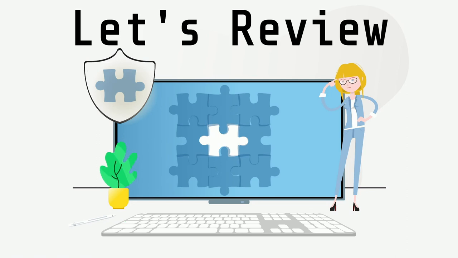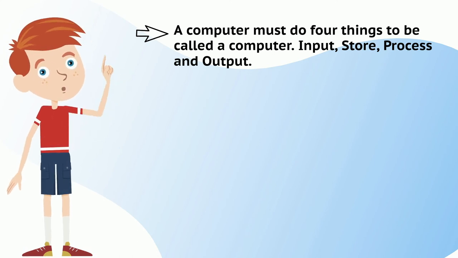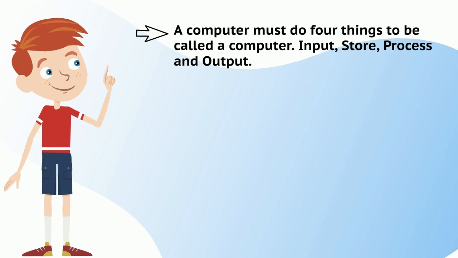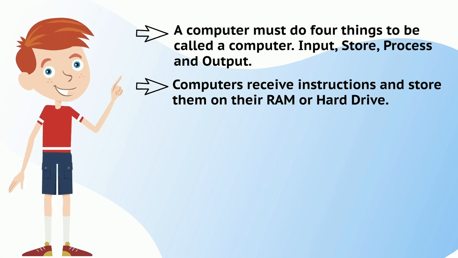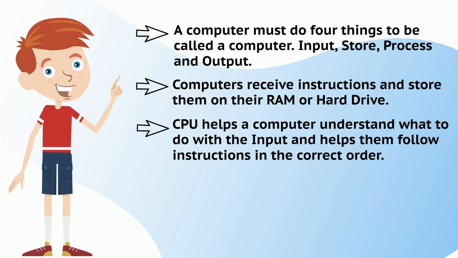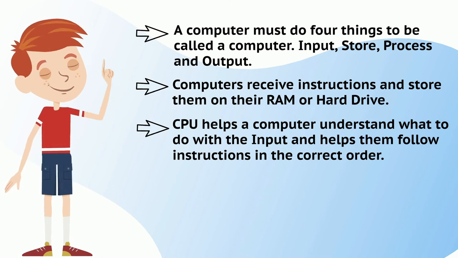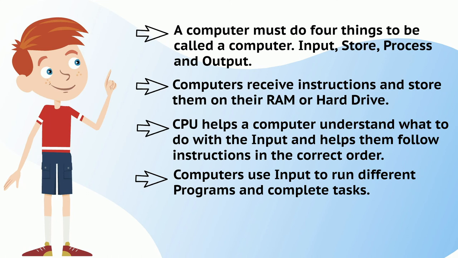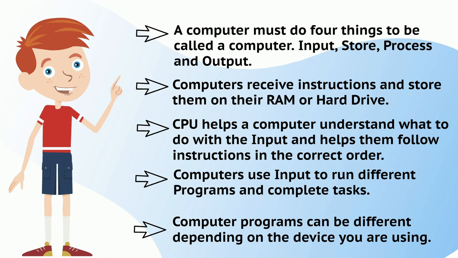Okay, let's review what we have learned. A computer must do four things to be called a computer: input, store, process, and output. Computers receive instructions and store them on their RAM or hard drive. The CPU helps a computer understand what to do with the input and helps them follow instructions in the correct order. Computers use input to run different programs and complete tasks. Computer programs can be different depending on the device you are using.